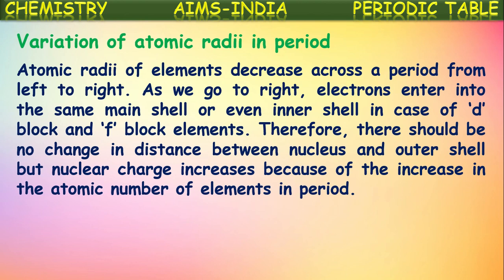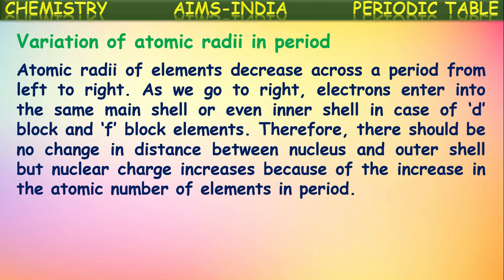Even for inner shells, for some elements, the last electron enters into an inner shell in the case of d and f block elements. For s and p block elements, electrons enter into the same shell for all the elements. But for d block and f block elements, the last electron enters into the last but one shell, that is the penultimate shell, d subshell, isn't it? Therefore, there should be no change in the distance between the nucleus and the outermost shell. So all the elements should have almost the same size because the last electron is entering the same shell.